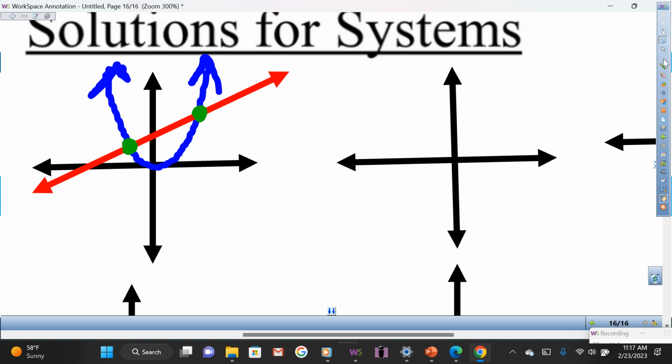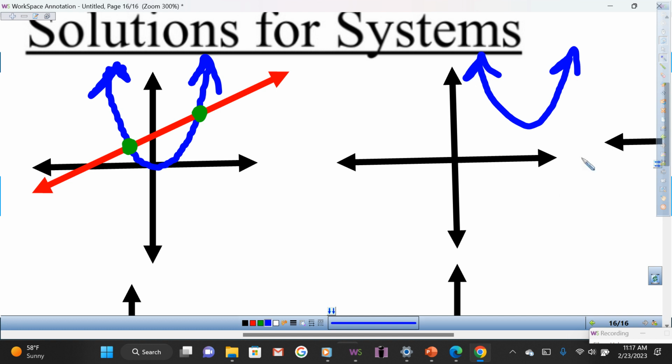Let's do another one. Parent function, but I'm going to move it to the right and up over here. And I'm going to write a linear equation, but imagine that it's y equals 10. So here's 10 right there. If there's a line going through there, y equals 10, then it should look like this. Do you agree? Yes? How many solutions? 2. It intersects twice, here and there.